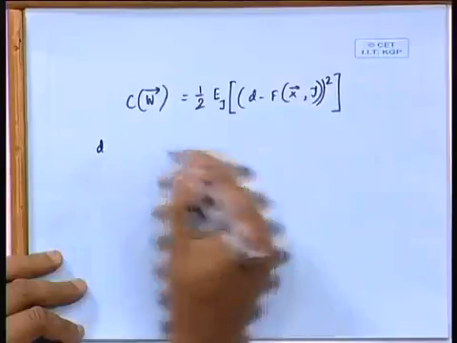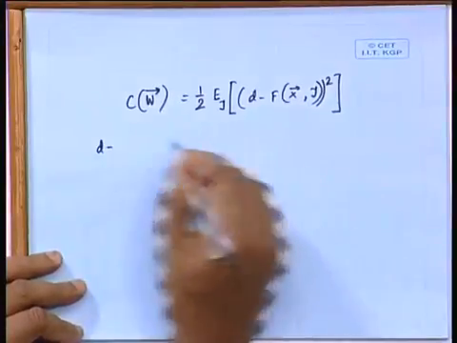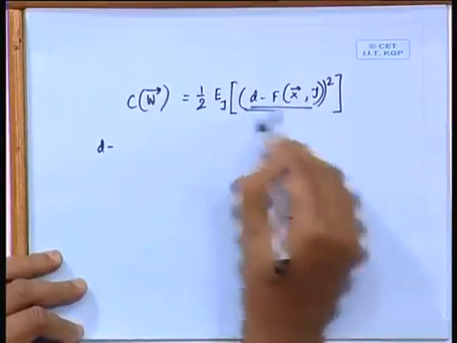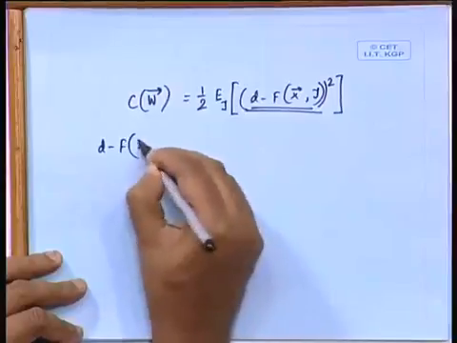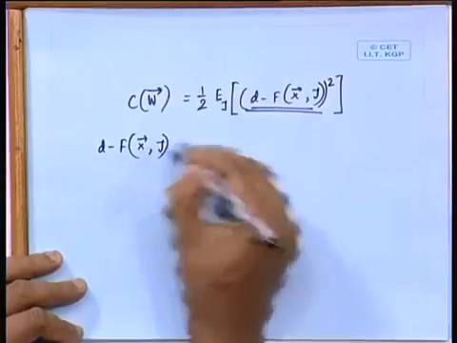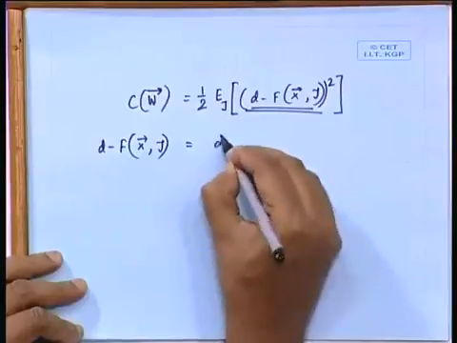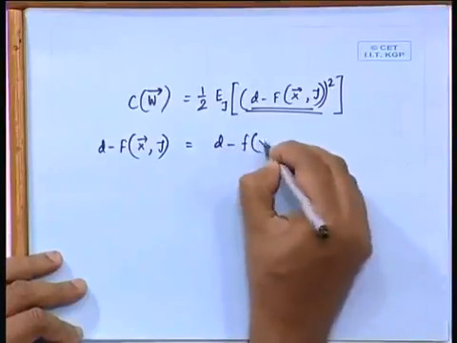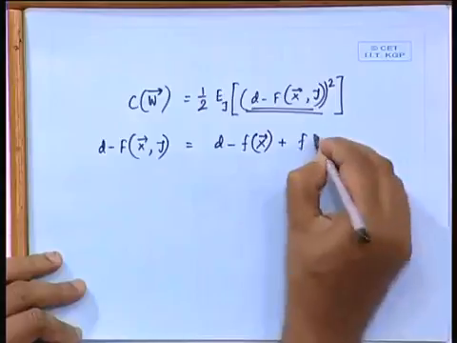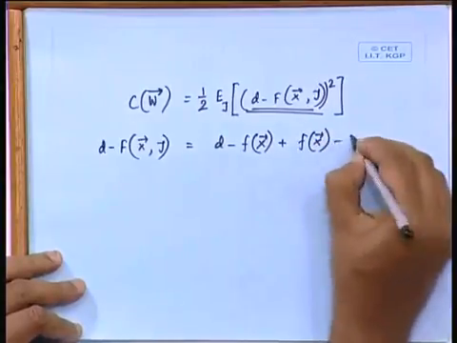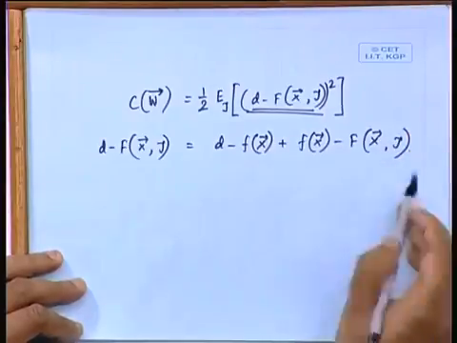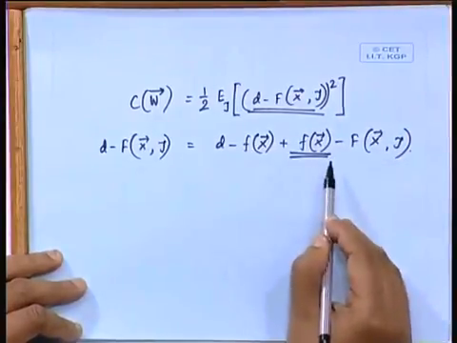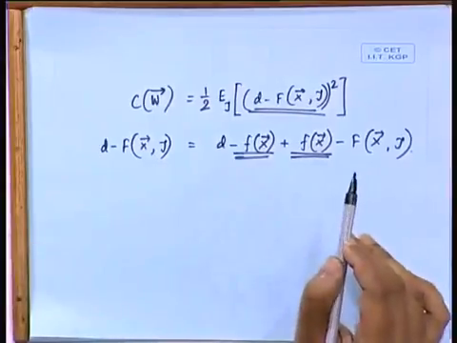Now, we have to calculate this average of this quantity. It can be calculated in an easier way as follows. Let us see what the argument is: it is d minus F of x vector, T. This could be written as d minus f(x vector) plus f(x vector) minus F(x vector, T). I just added one f(x) and subtracted one f(x), nothing more than that.